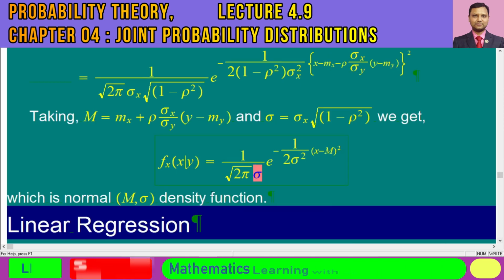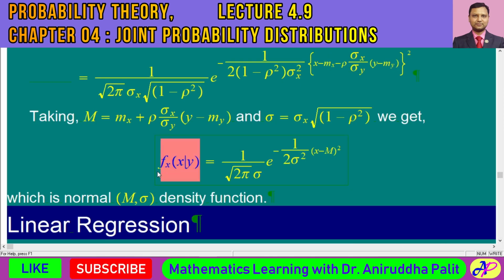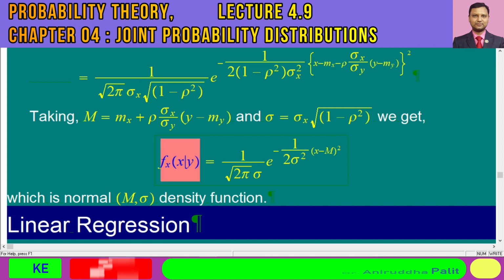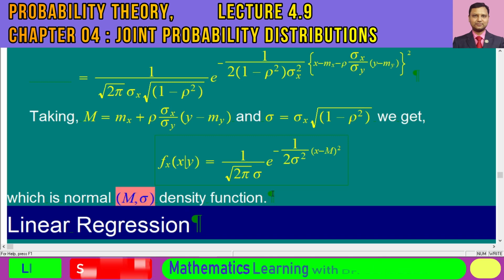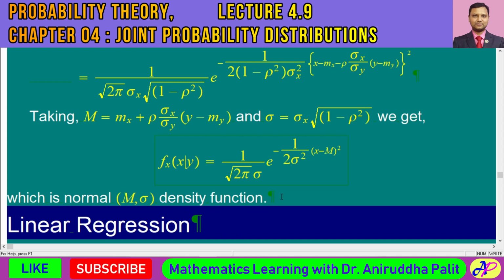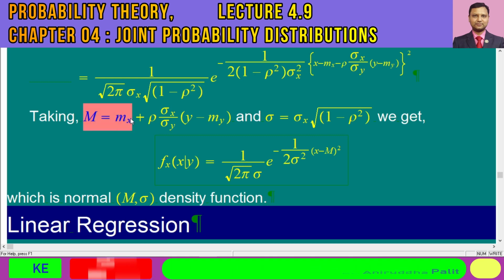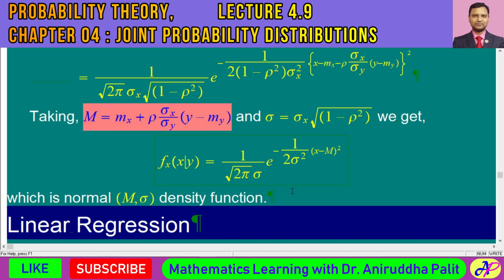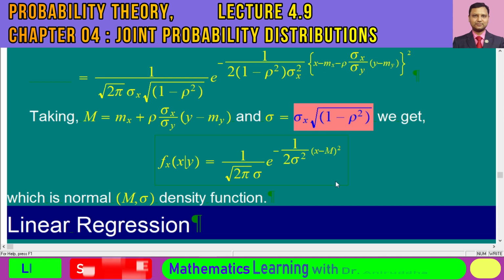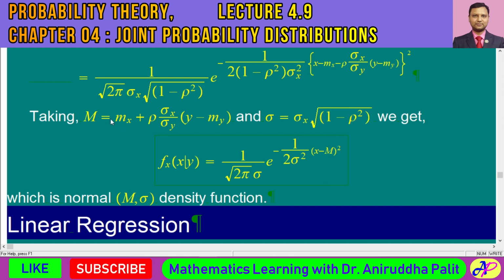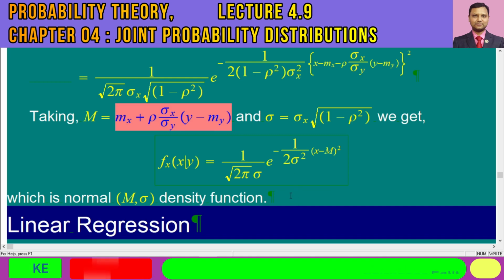Therefore, we can say that the conditional density function, the conditional distribution of x, is also a normal distribution with parameters m and sigma. Okay, so what is m? This is the conditional mean m, all right, and this would be the conditional variance. And over here, this is the conditional mean.